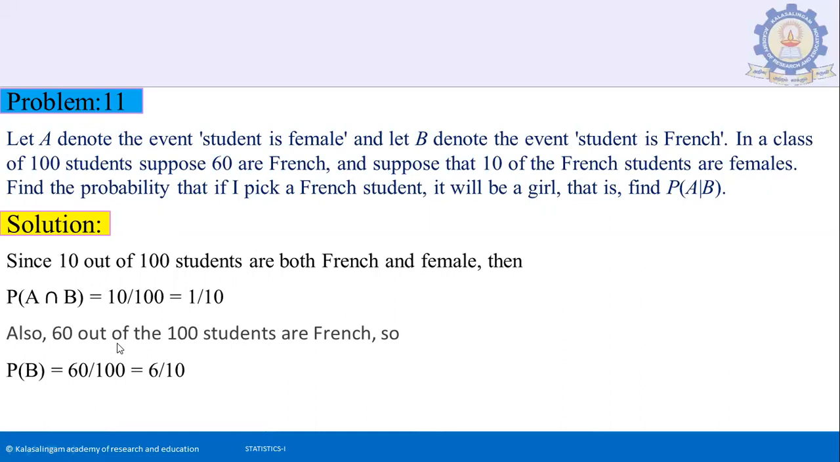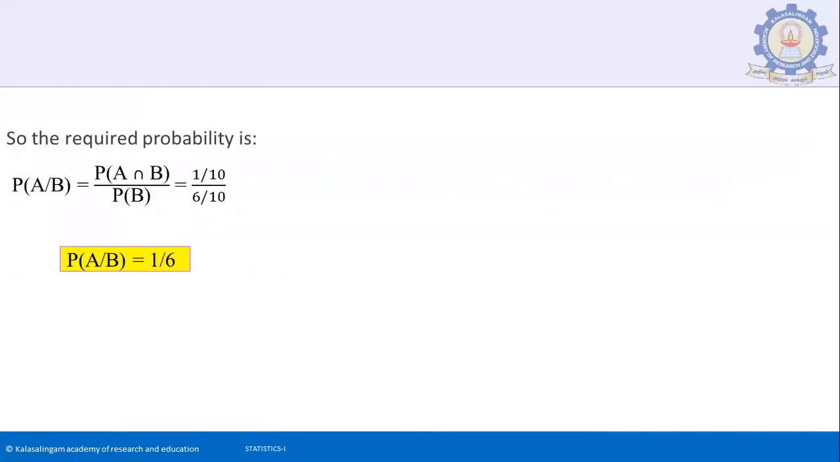Since 10 out of 100 students are both French and female, we have probability of A intersection B equal to 10 by 100, or 1 by 10. Also, 60 out of the 100 students are French. So probability of B equal to 60 by 100, which is 6 by 10. So the required probability, A given B, is equal to probability of A intersection B divided by P of B, 1 by 10 divided by 6 by 10. Cancelling 10, we get 1 by 6.